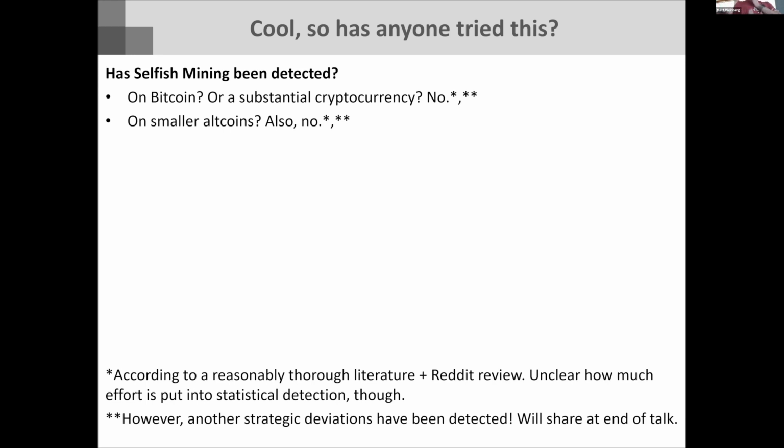Also, I had a follow-up question. You said that a long-range reorg, like we saw on Verge, would be a consensus attack. What do you mean by consensus in that regard?